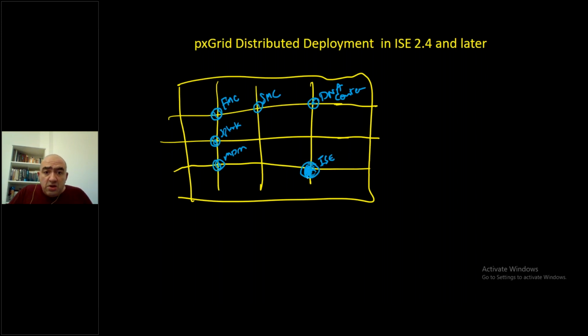ISE is not only the controller for this pxGrid, for this grid, and controls who will be a member and who is not going to be approved to be a member, but also it can act as a publisher or subscriber. So in another meaning, ISE itself can also give some information or get some information. This is the idea of pxGrid simply.